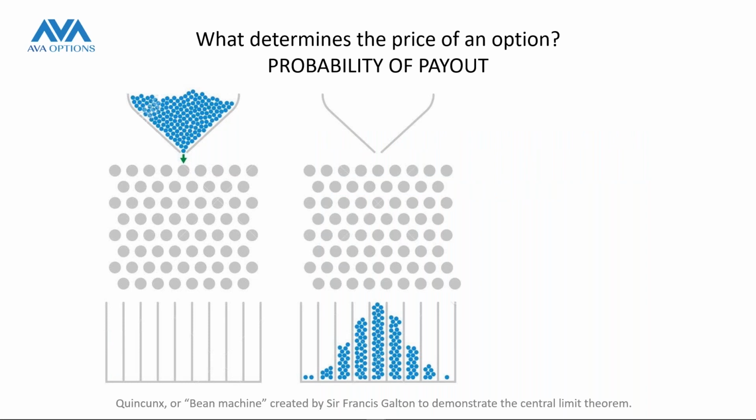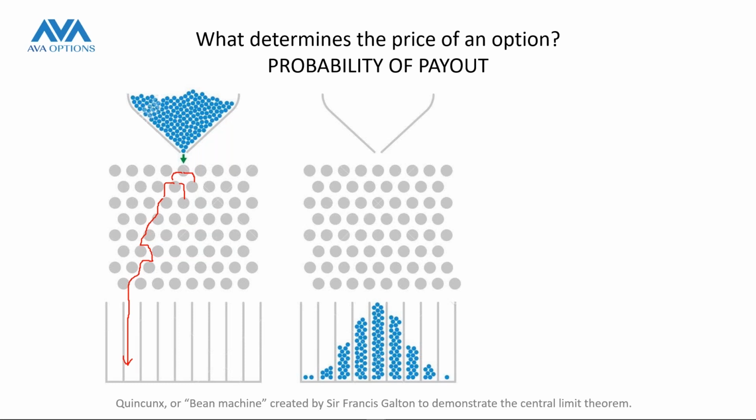Every ball is going to drop down the quincunx. It's going to hit this nail. It has a 50-50 chance of turning to the right or turning to the left. Then it hits this nail. It has a 50-50 chance of turning to the right or turning to the left. And then again and again and again. And eventually, every ball falls into one of these bins.